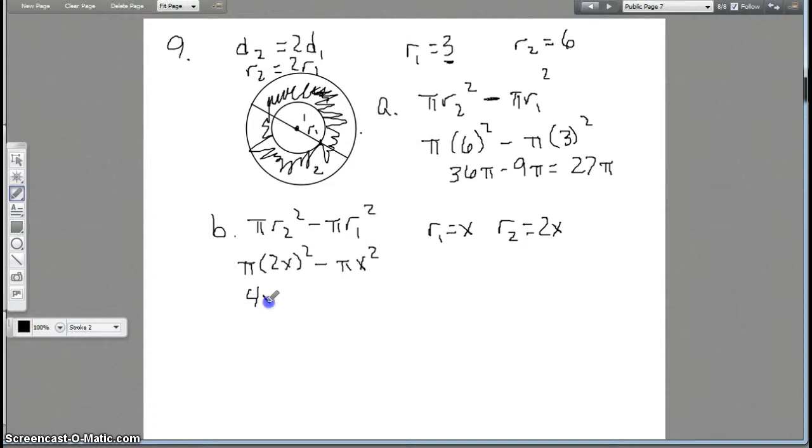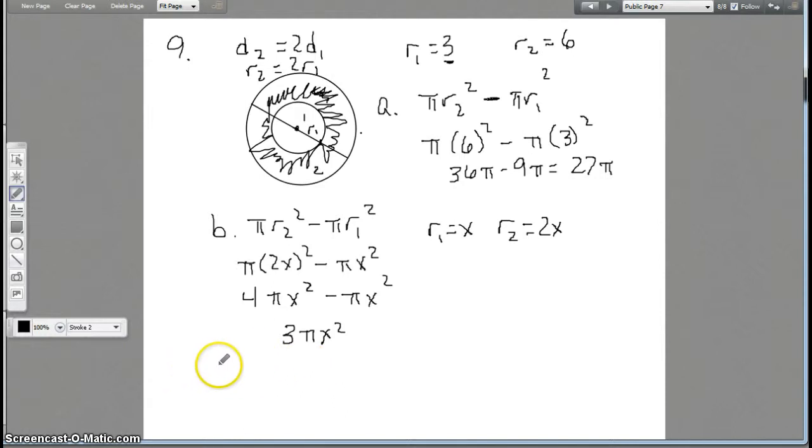So this is 4x squared pi. Sorry, that's supposed to be a pi. Minus pi x squared, which I'm going to rewrite because that looks horrible. That's 4 pi x squared. And that's going to be 3 pi x squared because we had 4 of the pi x squared and we took away 1 of the pi x squared. So that means we have 3 pi x squared. So that's going to be the area of the shaded region when the radius of the smaller circle is x.